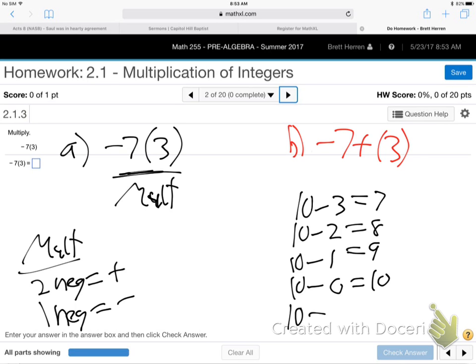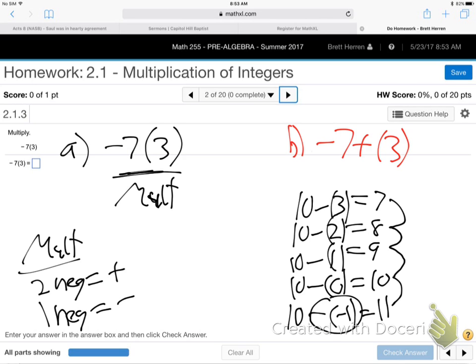So it's 10 minus 3, 2, 1, 0. What's next? Minus 1. And what's the pattern in the answer? 7, 8, 9, 10? 11. It's got to be 11. So what did those two negatives just do? They added. See, it's just logical. It's got to be. It's not anybody's opinion. It's the truth, right? Math is just following the truth, which is what I love about math.